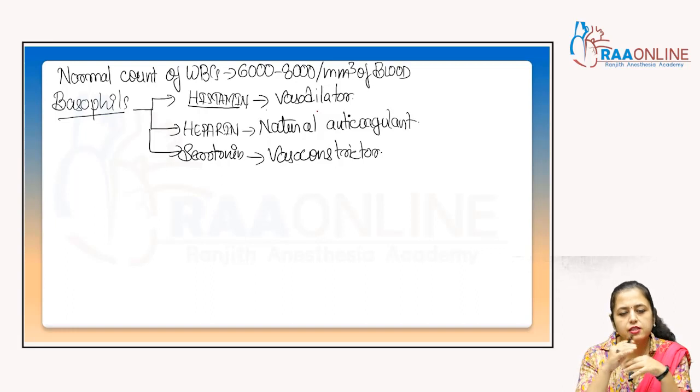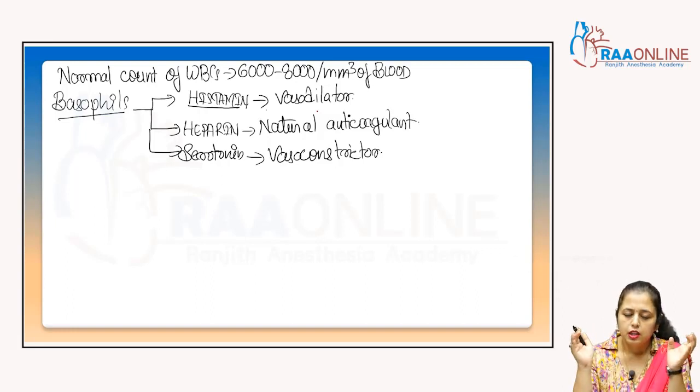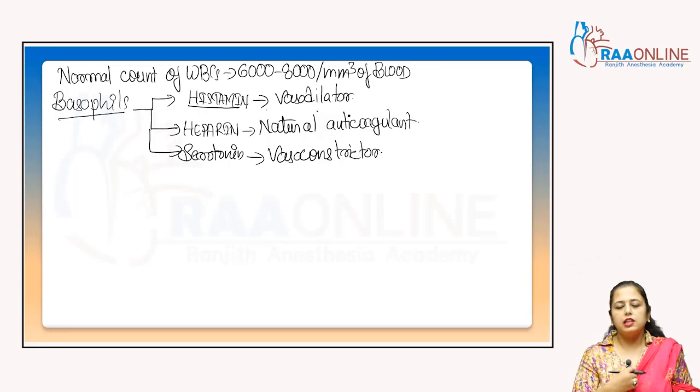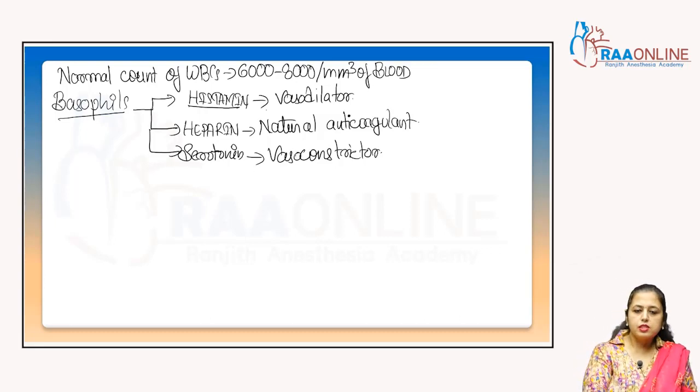And again serotonin, which is known as the vasoconstrictor, restores the normal diameter of the vessel, right? And if any chemical comes with the allergen into our body which coagulates the blood, then heparin prevents that clotting. So this is about the basophils.